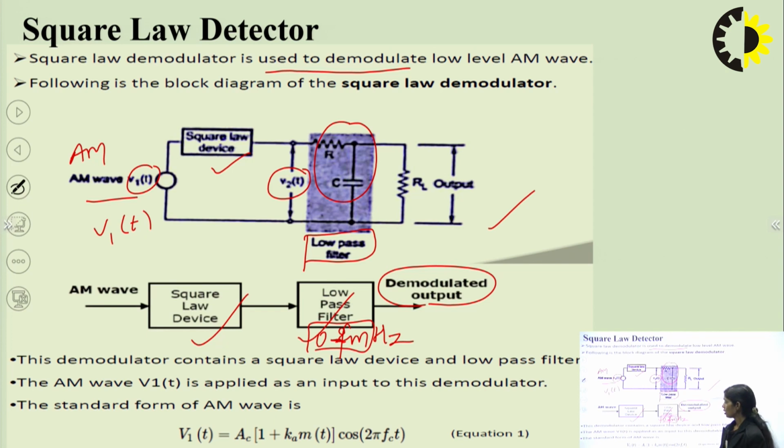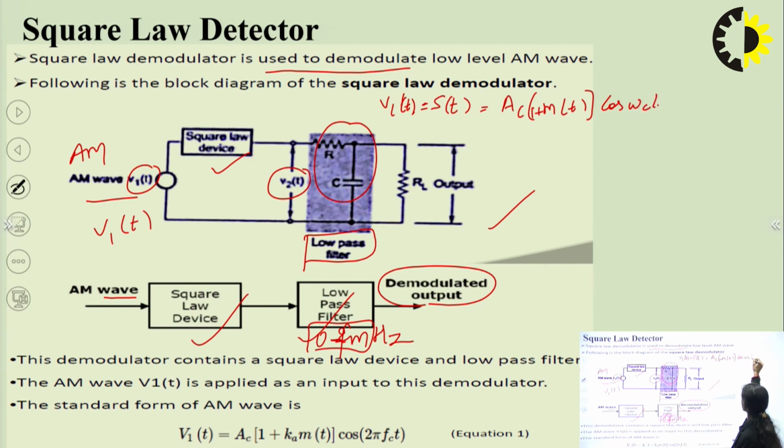So the methodology or the basic concept behind the demodulator circuit is the same. In this case also, the amplitude modulated wave is given here. We will assume V1t is the same as ST, which is given by the formula AC multiplied by 1 plus MT, transmitted as cos of omega CT. If we give this input to the square law device, we will obtain V1 as AC 1 plus Km MT cos of 2 pi fCT. So this can be written like this.